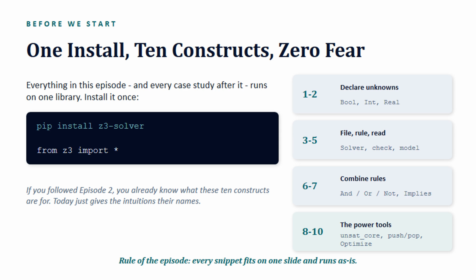One rule holds for the whole episode: every snippet fits on a single slide, and every snippet runs exactly as shown. Nothing is pseudocode. If a slide claims an output, that output came from actually running the code.